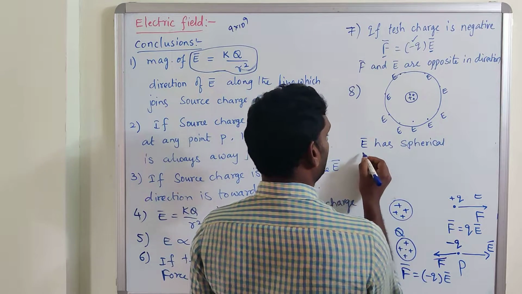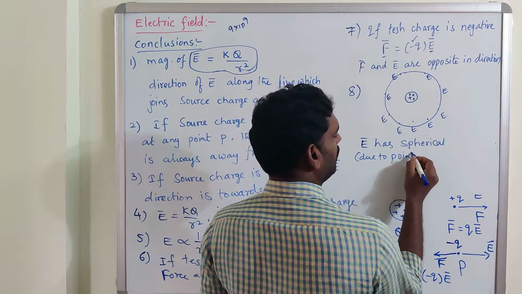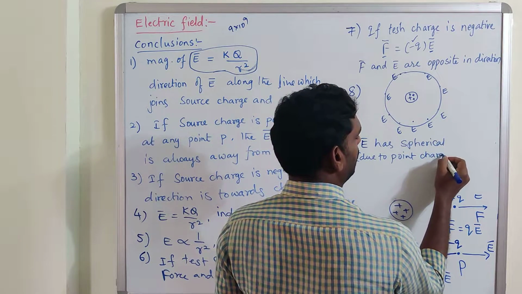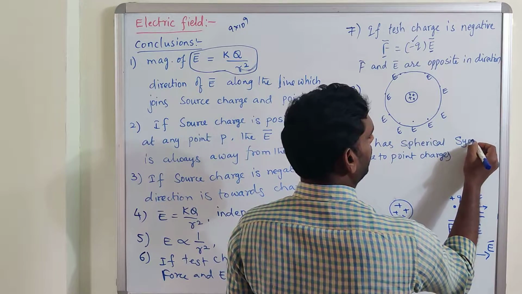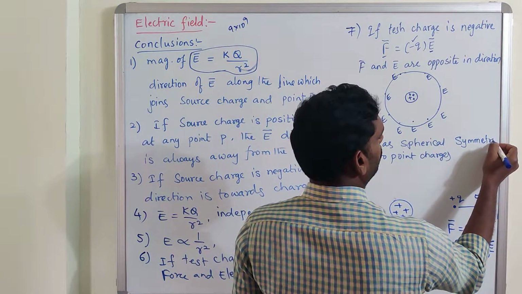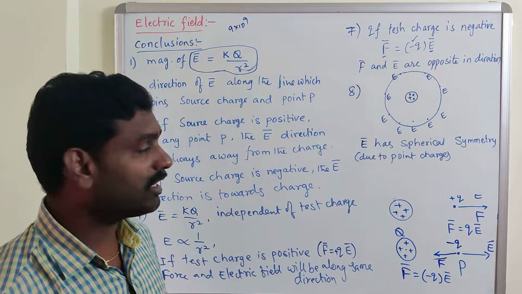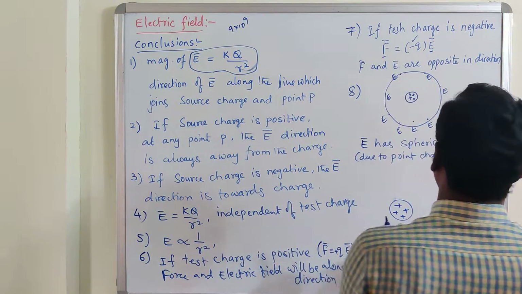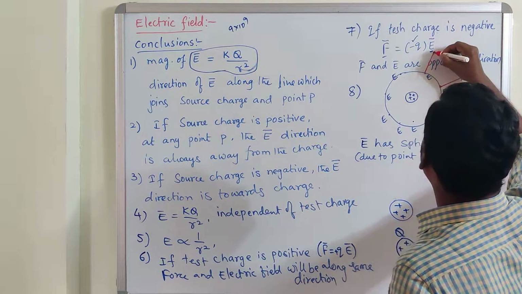Keep in mind, the electric field due to a point charge has spherical symmetry. The magnitude of the electric field is the same at each and every point. I am not talking about direction, because the directions are different at different points. At this point, the direction is like this. At this point, the direction is like this.